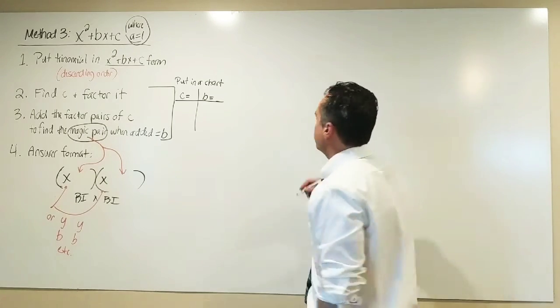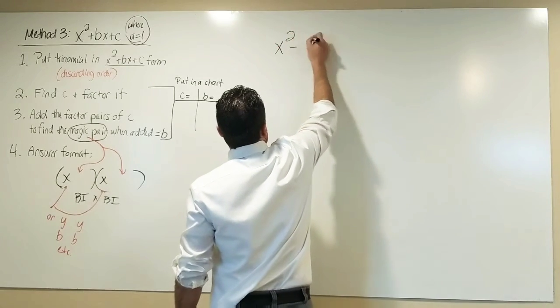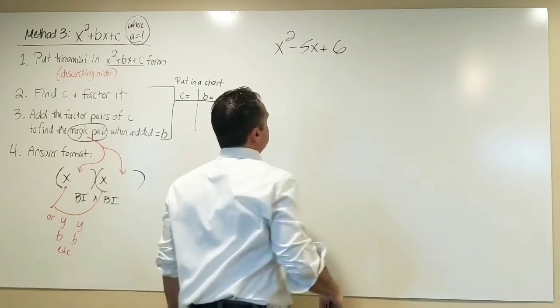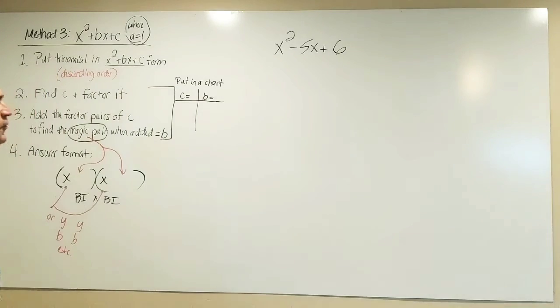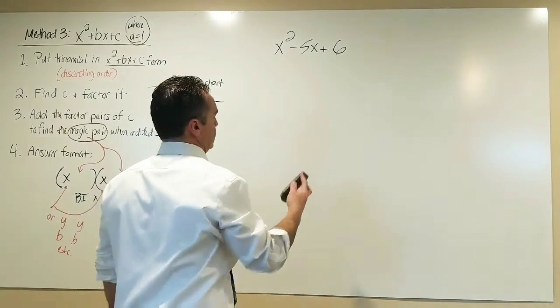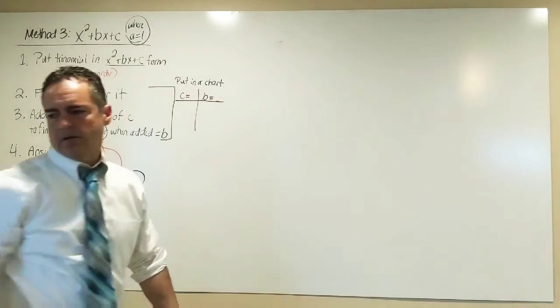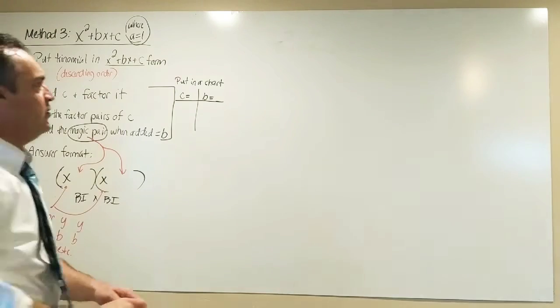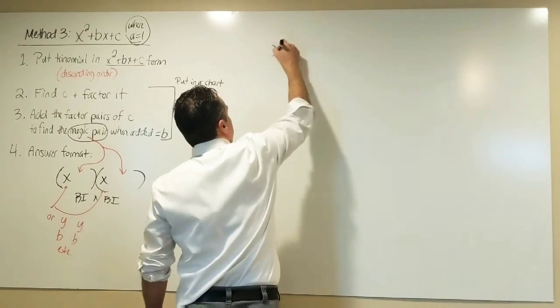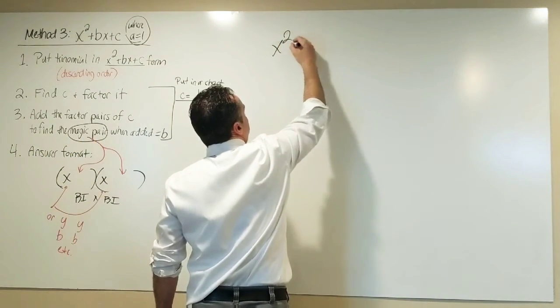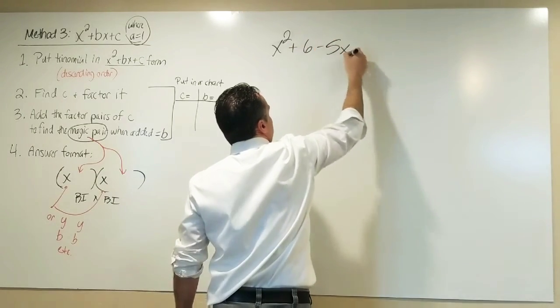Let's take a problem. Let's take that one we just did. X squared minus 5x plus 6. Okay? So the first thing I want you to do is look at that. What if I wrote that? Okay, let's look at it again. This board is just bad news bear today. What if we had x squared plus 6 minus 5x?